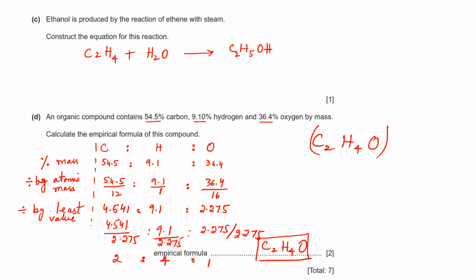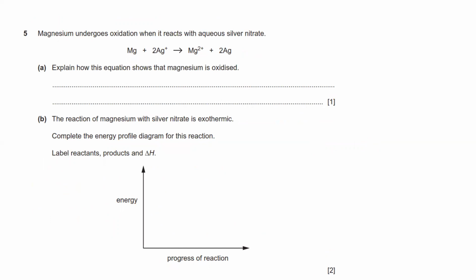So moving ahead, question number 5. It says magnesium undergoes oxidation when it reacts with aqueous silver nitrate. So this is the reaction that is given. Explain how the equation shows the magnesium is oxidized. So remember, oxidation is loss of electrons. So magnesium loses 2 electrons and becomes Mg2+ ion.